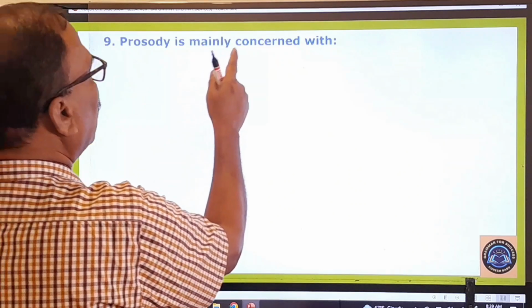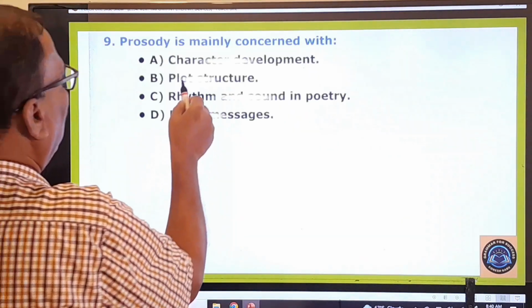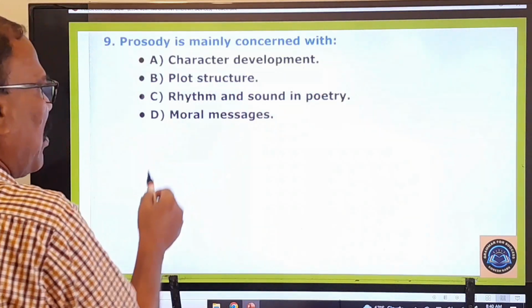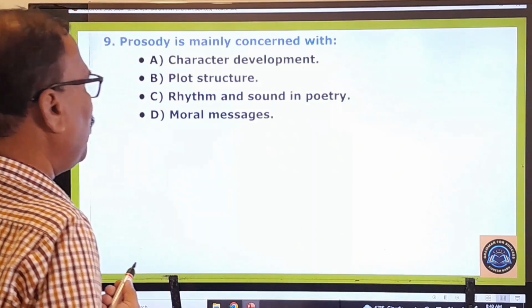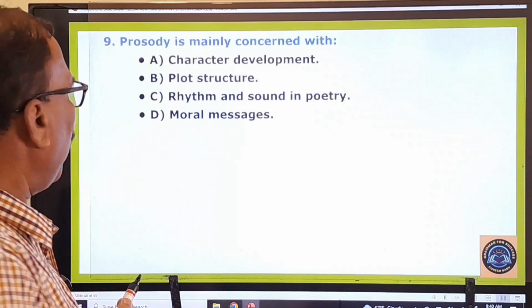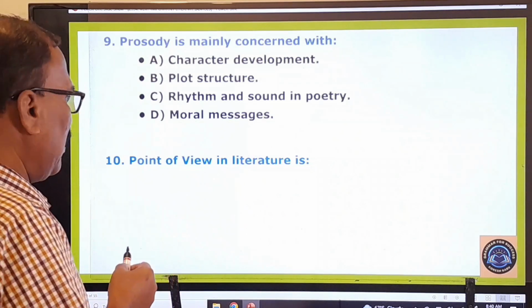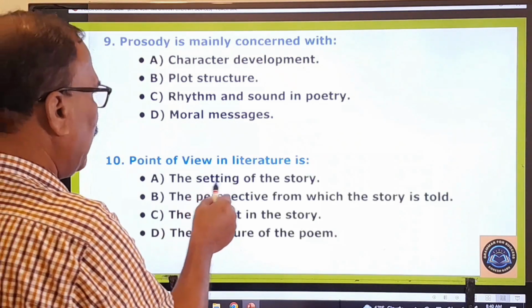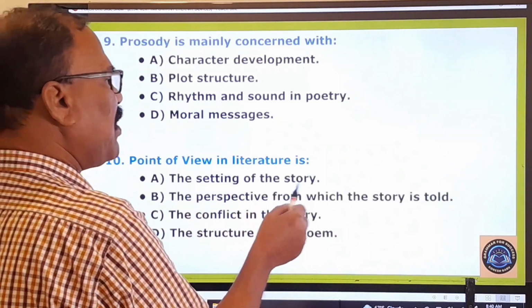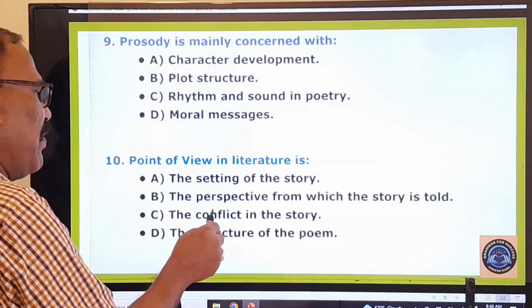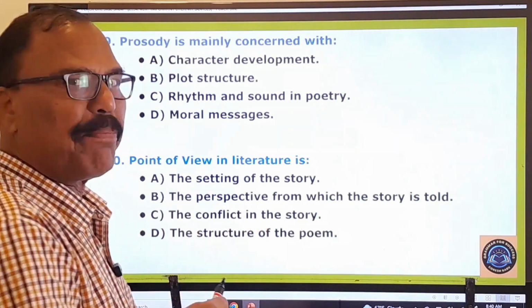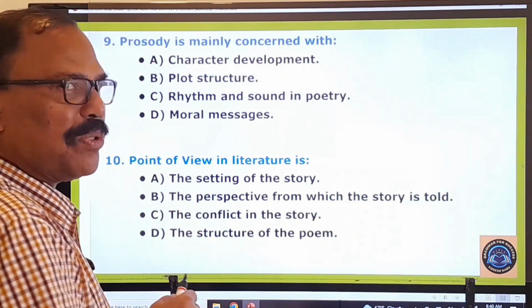Prosody is mainly concerned with character development, plot structure, rhythm and sound in poetry, moral messages. Okay, and go to the next question. Point of view in literature is what? The setting of the story, the perspective from which the story is told, the conflict in the story, the structure of the poem. Right. Now you move on to other questions.